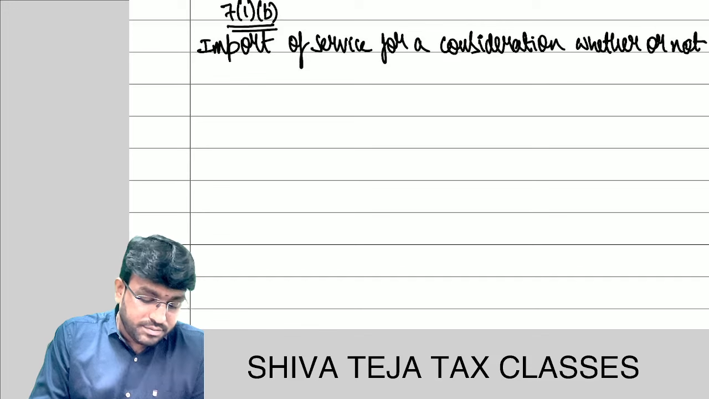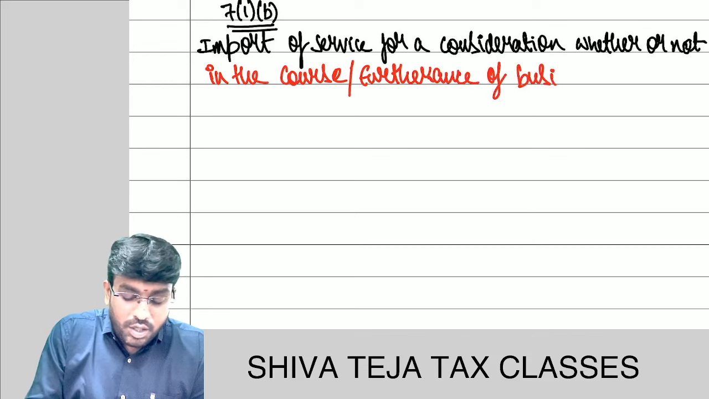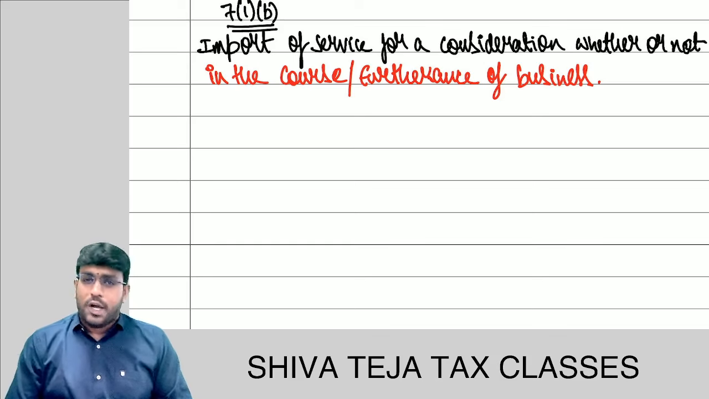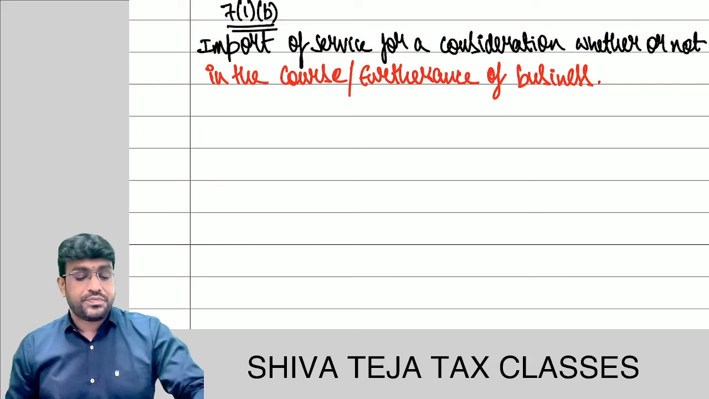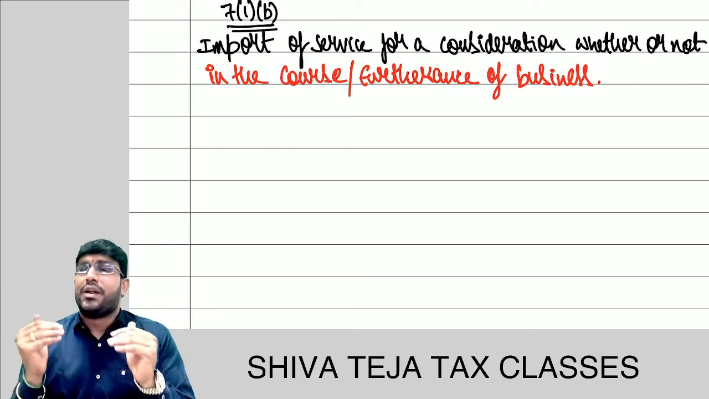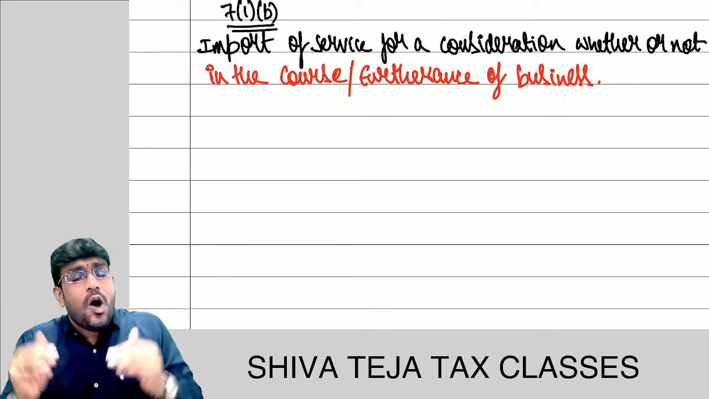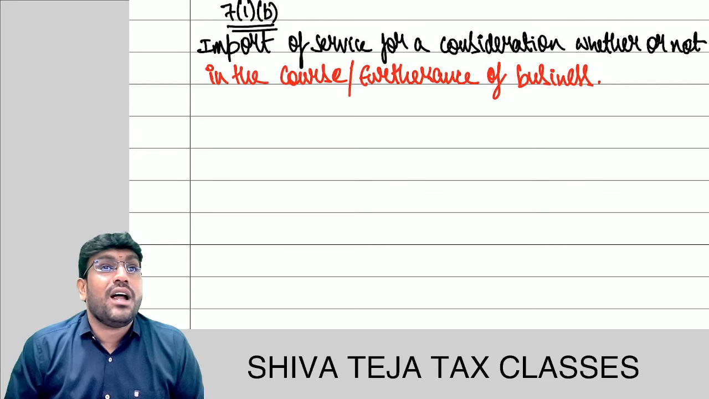Whether or not in the course or furtherance of business. Friends, repeat once again. What is that line I wrote? Import of service for a consideration, whether or not in the course or furtherance of business. Sir, always keep in mind, whenever we see the word import, we should always see it from the receiver's perspective. That means whether the receiver imported for business purpose or for personal purpose, still it is supply, if there is a consideration.